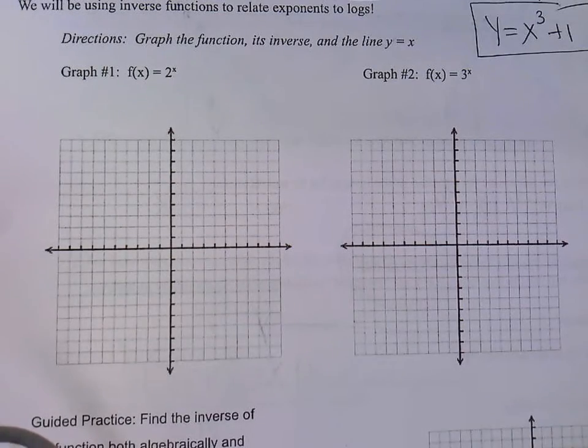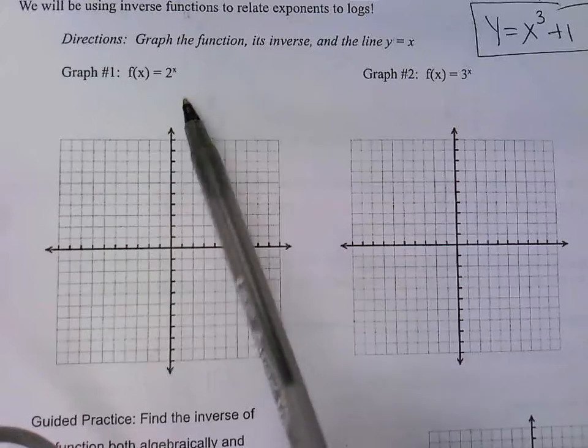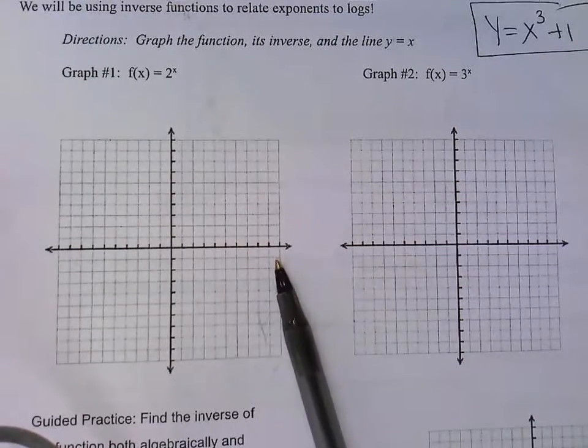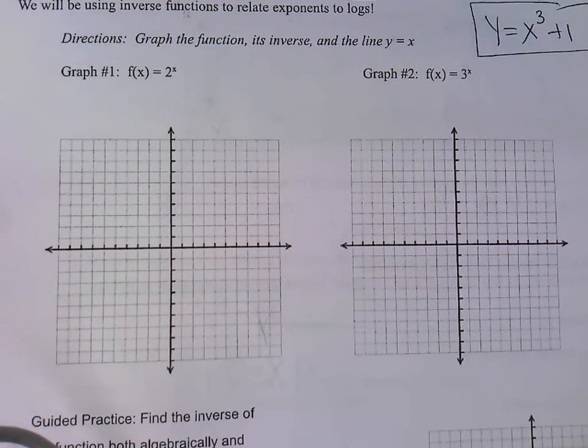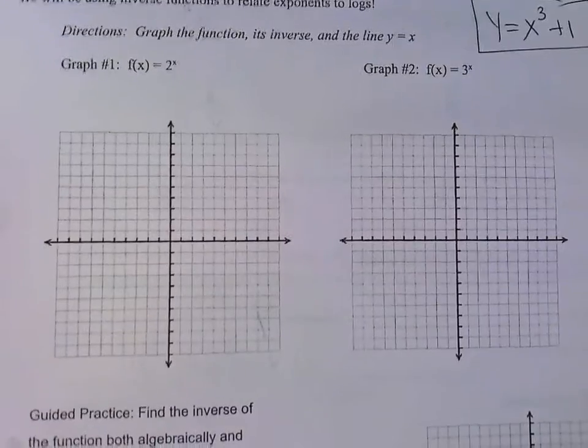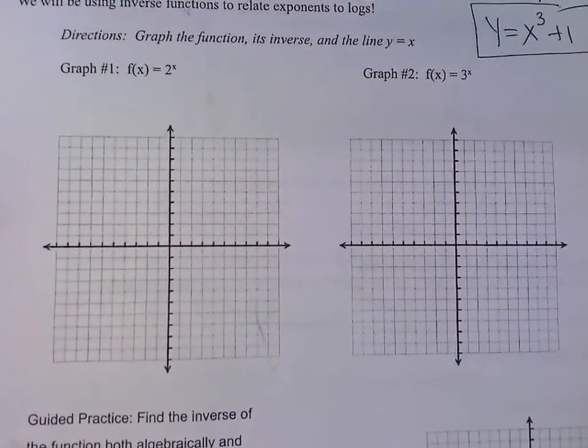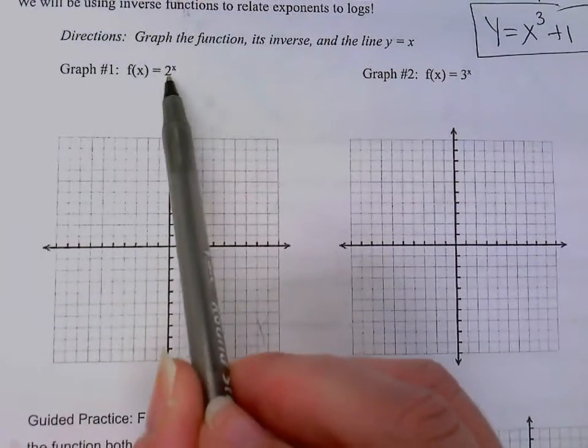Take a look at graphs 1 and 2 to find the exponential graphs. So we're going to draw the exponential graph, flip x and y, and find the log graph. You're going to be introduced to what a log graph looks like. You'll see it again in more depth. But what are the key points of 2 to the x?